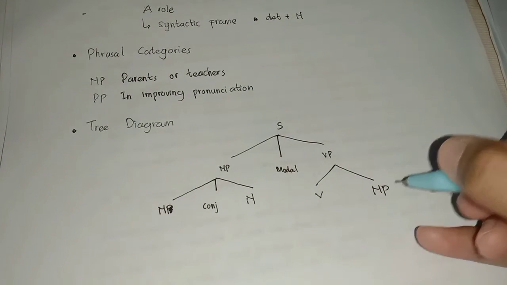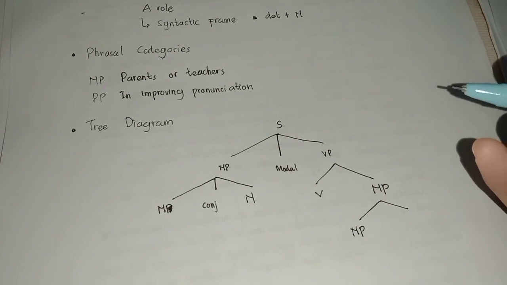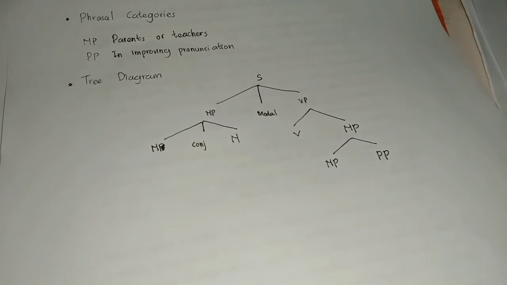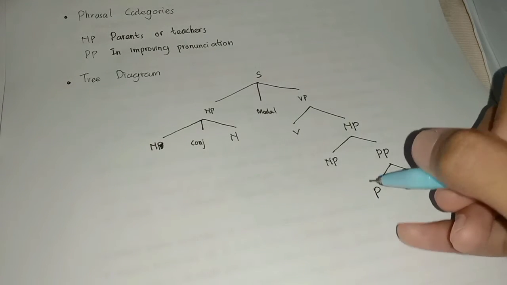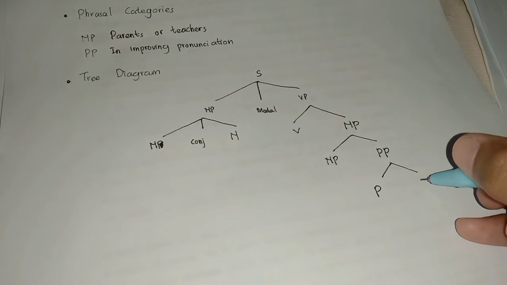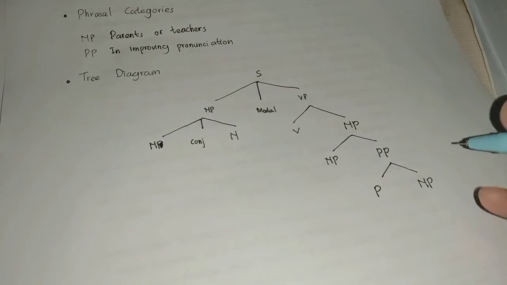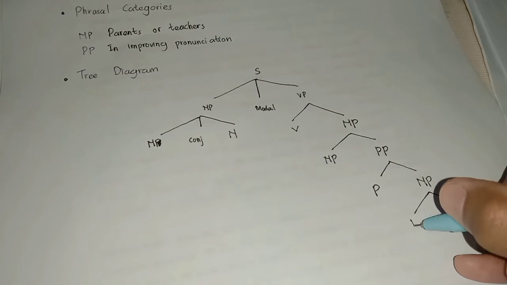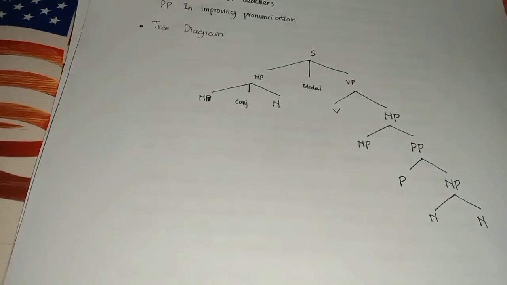In noun phrase, we can divide it again into noun phrase and prepositional phrase. And in prepositional phrase, we can divide it again into preposition plus noun phrase. Noun phrase is improving pronunciation, and noun phrase we can divide it again into noun and noun. To that, we draw the line of this sentence.